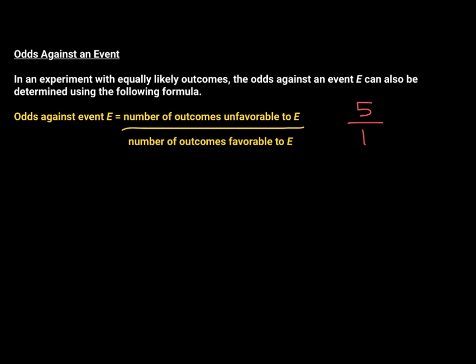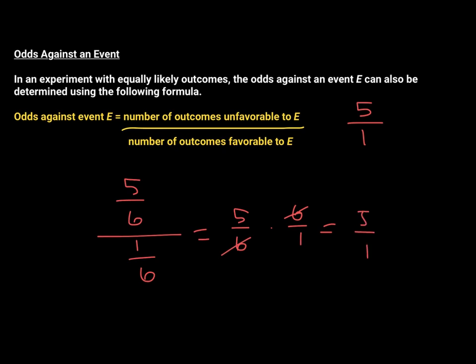So that beats having to do this, folks. 5/6 over 1/6, and then doing the arithmetic, 5 over 6 times 6 over 1. Then the 6's divide out, and you're left with 5 to 1. This way is faster. All right, cool. But just keep in mind, this shorter way can be used as long as you know all of the equally likely outcomes of the experiment.